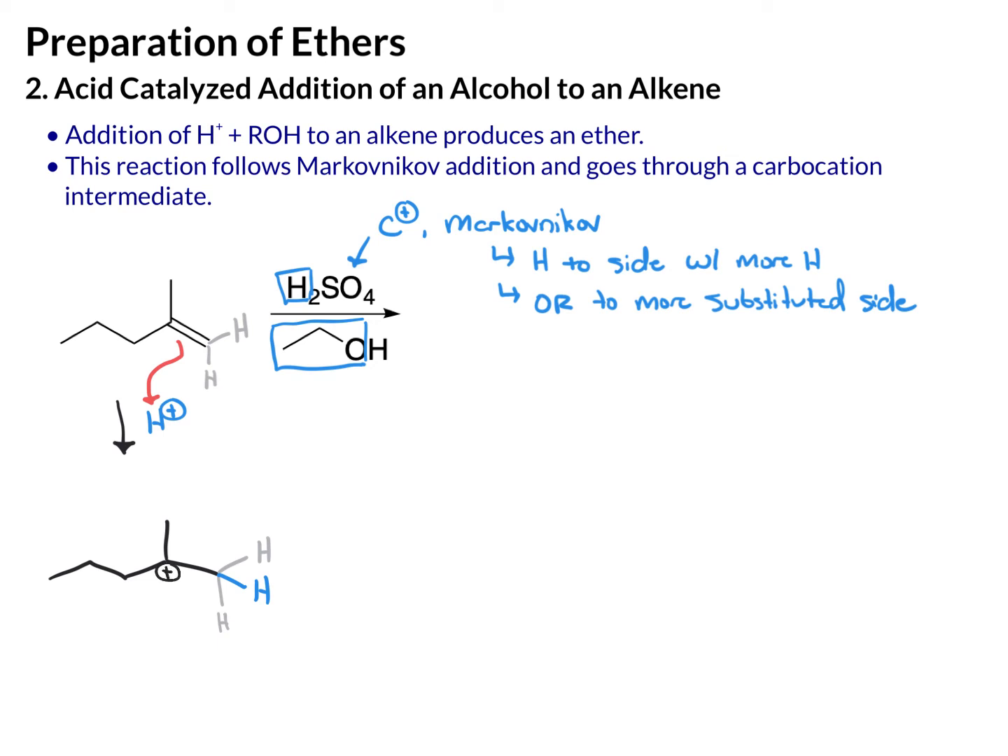Once you have this intermediate, check to see if it's going to rearrange. In this case, you have a tertiary carbocation. It's not going to rearrange. So now what I can do is use my alcohol as a nucleophile. Remember that oxygen has 2 lone pairs. And I'm going to draw a curved arrow from the oxygen lone pair to the electron deficient carbocation to form a bond.